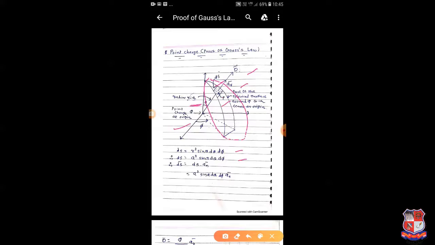Now this dS has both magnitude as well as direction. When both magnitude and direction are present, it is known as a vector. So we can write this dS in the form of a vector. So dS bar is equal to dS into a_n bar. Now what is the value of dS? That is a square sin theta d theta d phi. Therefore dS bar is a square sin theta d theta d phi into a_r bar.